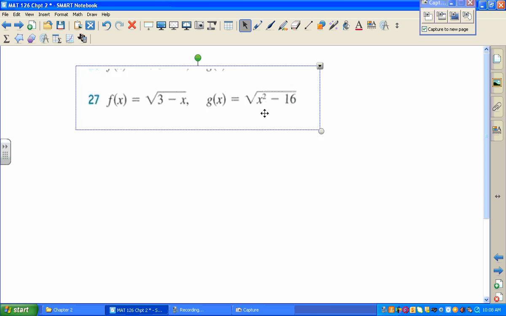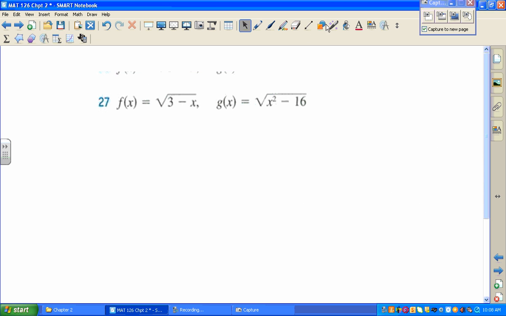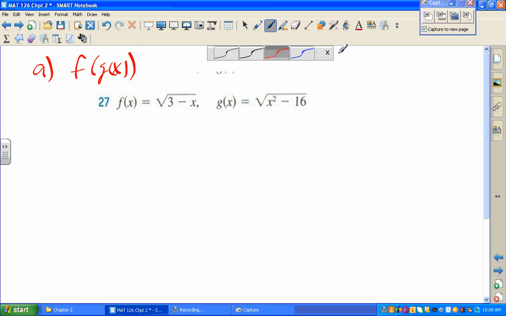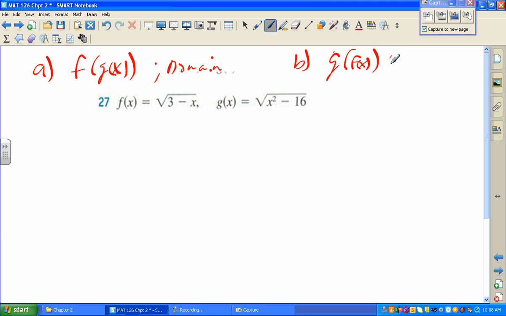I'm not sure what the directions were. A, you have to find f of g of x and then the domain. And B is g of f of x and the domain. Okay. Well, first of all, the domain of 27 is negative infinity to 3, isn't it?